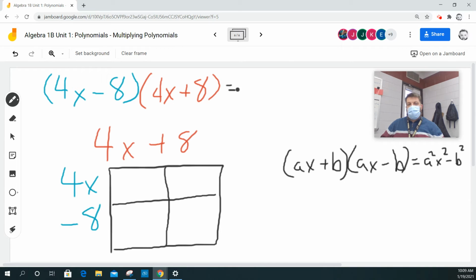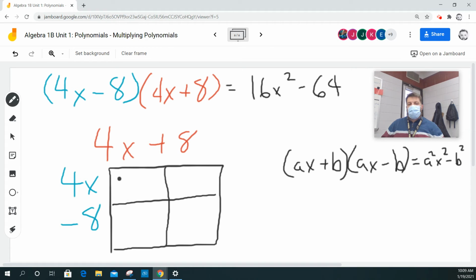And let me show you. What's 4 squared? 16. What's x squared? X squared. What's 8 squared? 64. But let's go through it. Let's crank through and do this anyways.